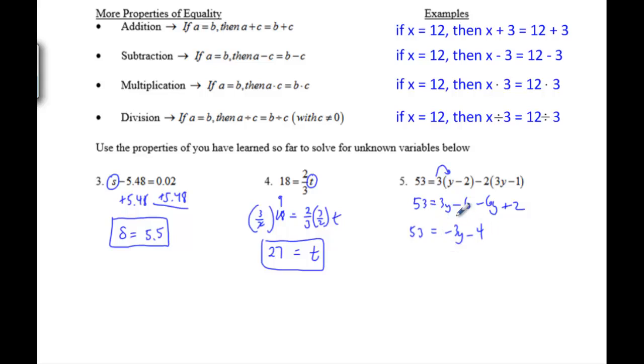Okay. Now the goal is to get this y by itself, so we have to add 4 back the other way. We're going to get 57 equals negative 3y. Because it's multiplication, the opposite of multiplication would be considered division. So we divide by negative 3, and you get negative 19 equal to y.